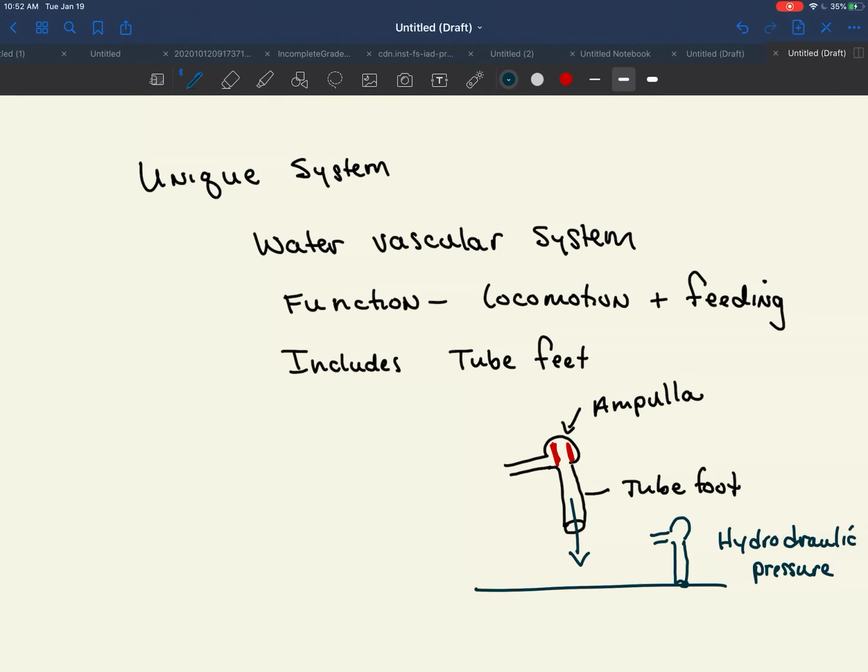And then what it does is it actually ejects its stomach into the inside of the shell and digests the inside until it becomes mushy, and then it kind of just sucks everything out, and it brings its stomach back into the inside. So this is a unique system that is not found in any of the other phyla.